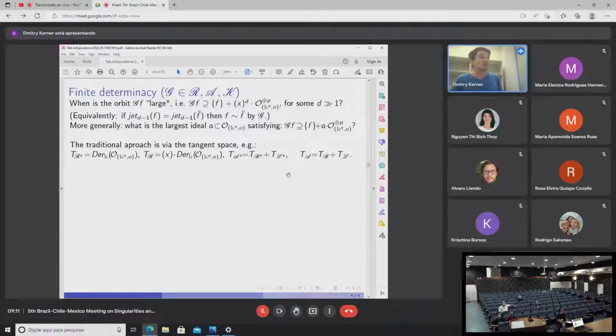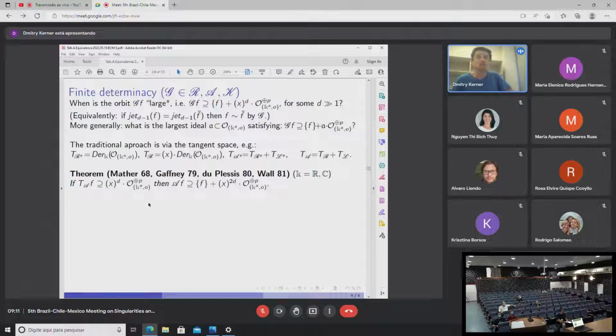And then there is the old and classical theorem. Actually, it was a long way to achieve the best bound. Everything is over real or complex numbers. The statement says that if the tangent space is large enough in this sense, if the maximal ideal to the power d lies inside it, then also the orbit is large enough. So here you have d, here you have 2d.